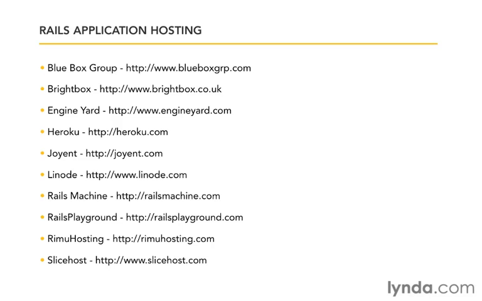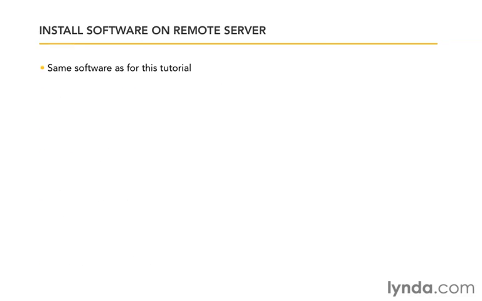Once you've picked a host, then you'll want to install software on the remote server. The software that you're going to need is going to be the same software that we've used for this tutorial: Ruby, Ruby Gems, Rails, MySQL, and the MySQL gem, which allows Ruby and Rails to talk to MySQL. Now if you're on the Mac, during this tutorial you may have relied a lot on some pre-installed software for the Mac and not gone through installing all of this software. And if you're on Windows, you may have installed it for the Windows environment, but now you need to know how to do it for the Linux environment.